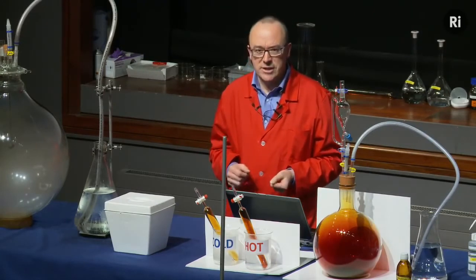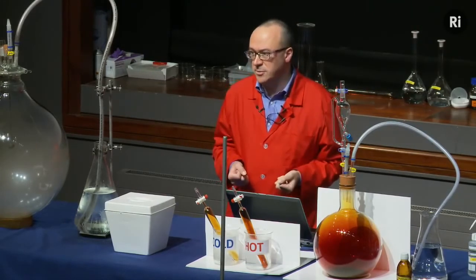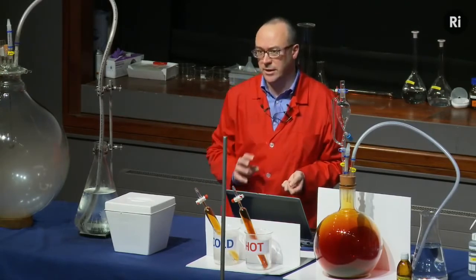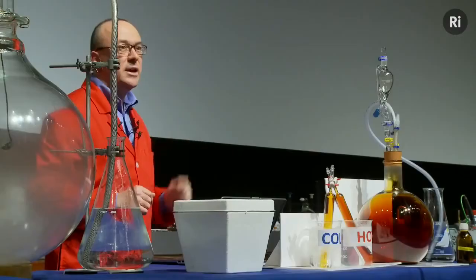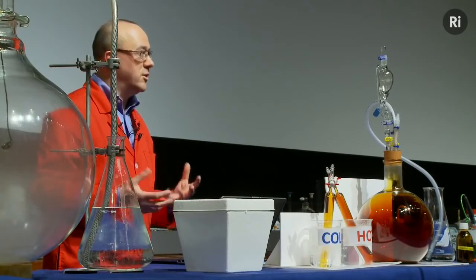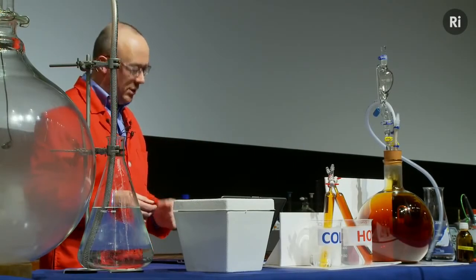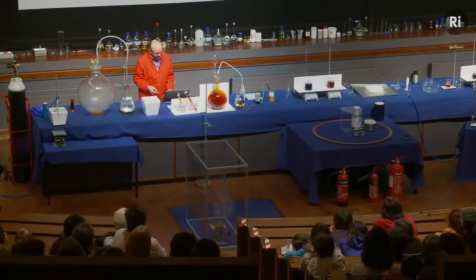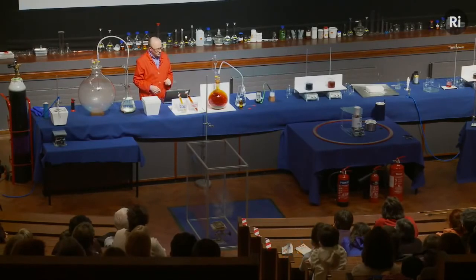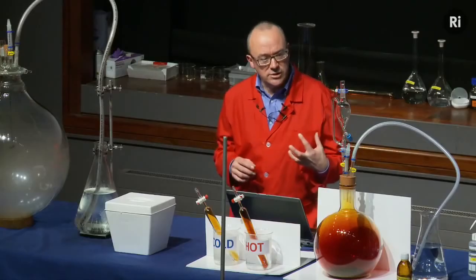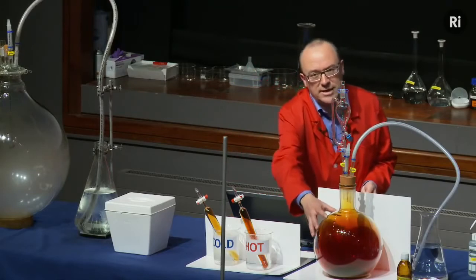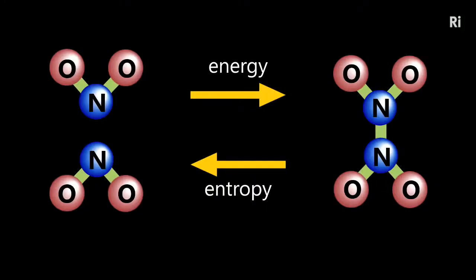So if we increase the temperature, we put energy into the system. That's like pushing the ball uphill, and we go from right to left. And if we cool the system down, then conversely we go from left to right. So that's the prediction. And we can test the prediction because nitrogen dioxide is this dark brown gas that you see in the flask here, but dinitrogen tetraoxide is colourless.